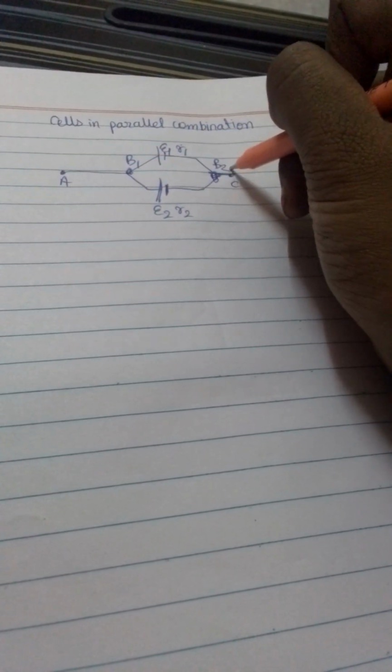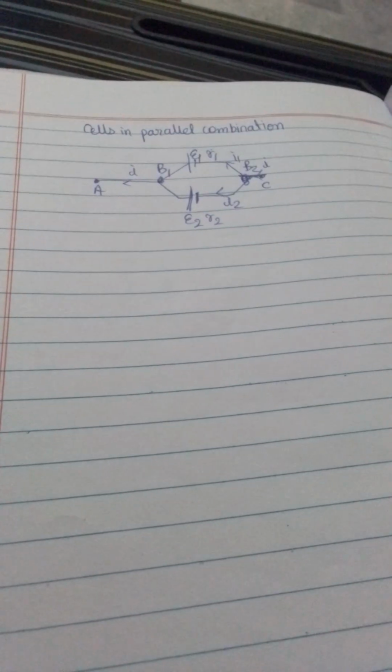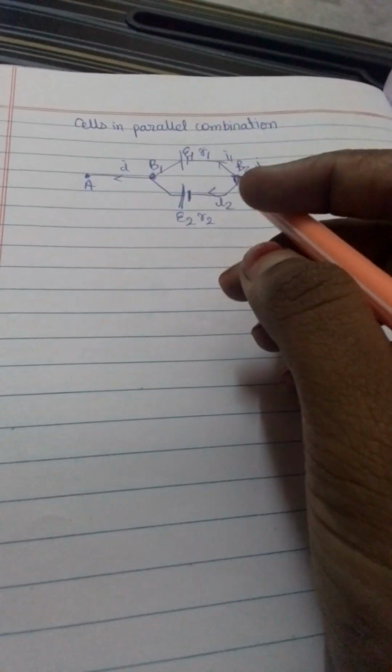In this manner, you see that this is one cell and this is another. This corner I am naming as B2 and this corner as B1. This is cell E1 with internal resistance R1, and this is cell E2 with internal resistance R2. Now I am passing current I through it, so this will divide into I1 and I2 in this manner, and in the end you will get the I1 current. Now you have drawn your diagram.